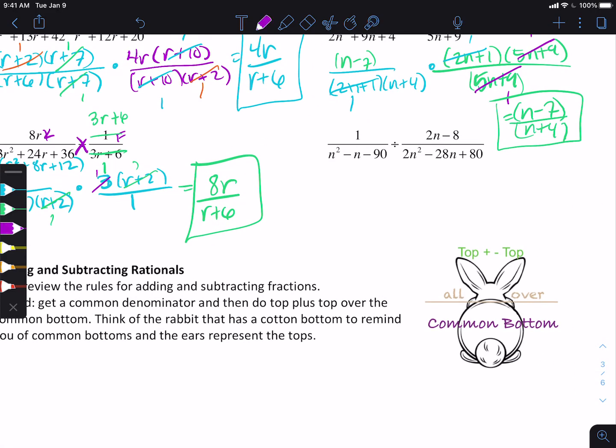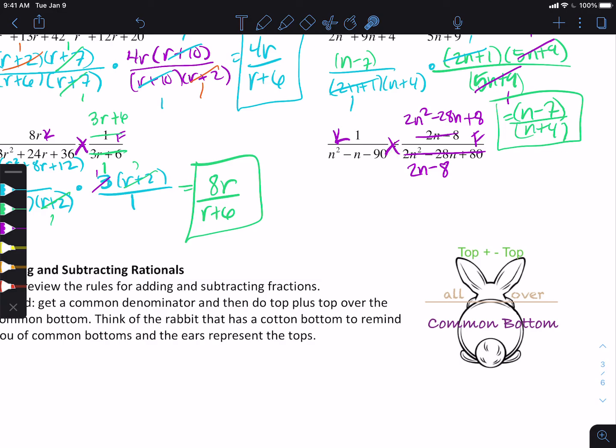Okay, if we look at our next one, I'm going to keep this one. I'm going to flip this one. So I put this as 2n squared minus 28n plus 80. And then on the bottom, we have 2n minus 8. And then I change that sign. So then we do multiplying since we did our keep, flip, change. Right? So now it's multiply.